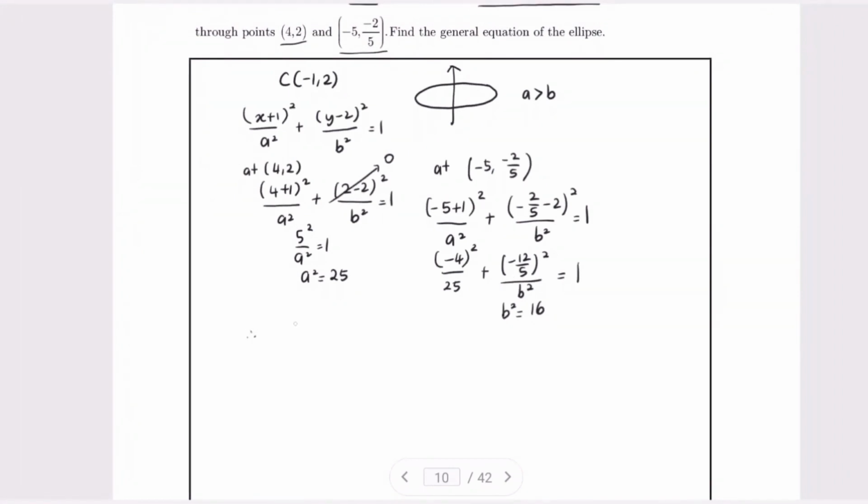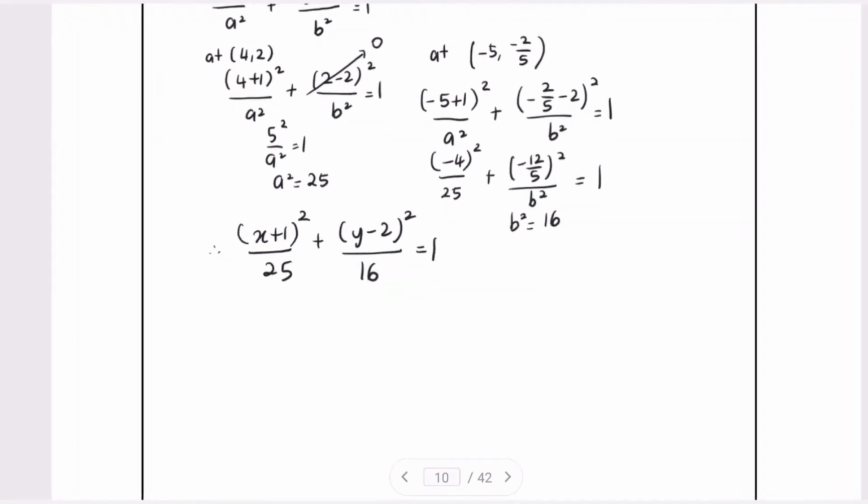Right, so we can substitute into the formula to get (x plus 1) squared over 25 plus (y minus 2) squared over 16 equals 1. But then the question actually asks for the general equation of the ellipse, so you need to expand this formula. So you get 16(x plus 1) squared plus 25(y minus 2) squared over 400 equals 1.